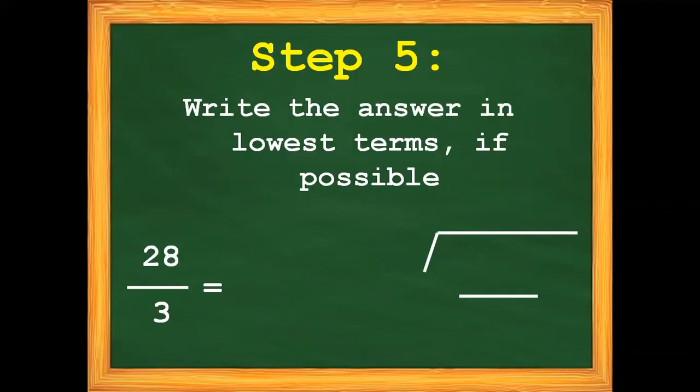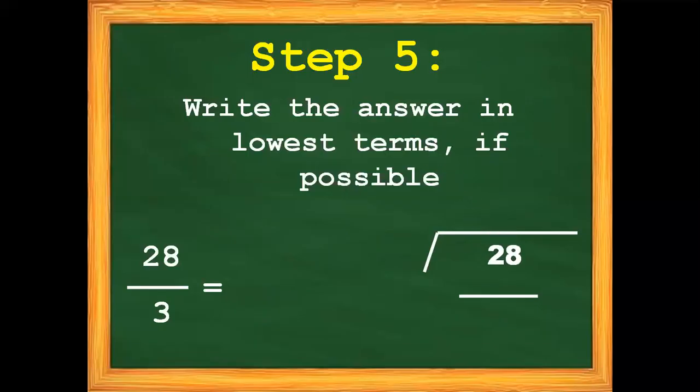Step number 5, write the answer in lowest terms if possible. In this case, if we are going to factor 28, the prime factors are 2 times 2 times 7. While in 3, the prime factor of 3 is 3. So obviously, they do not have a common factor except for 1. So what we are going to do is to change this improper fraction into a mixed number.